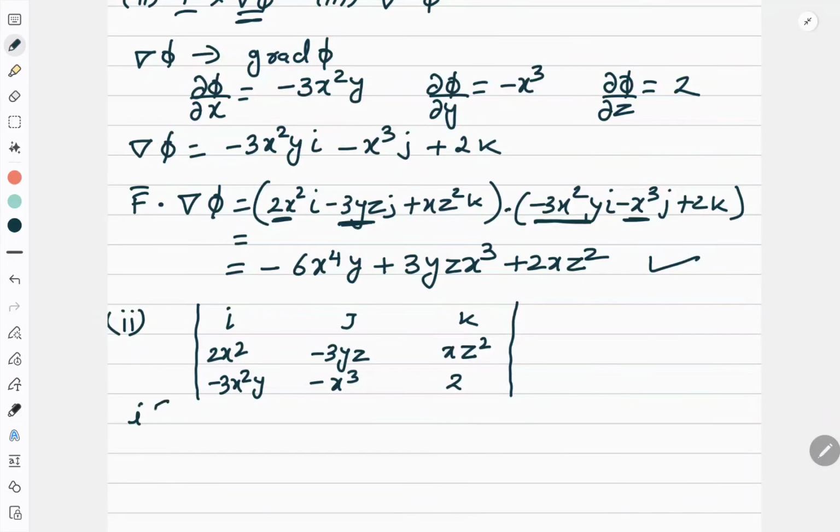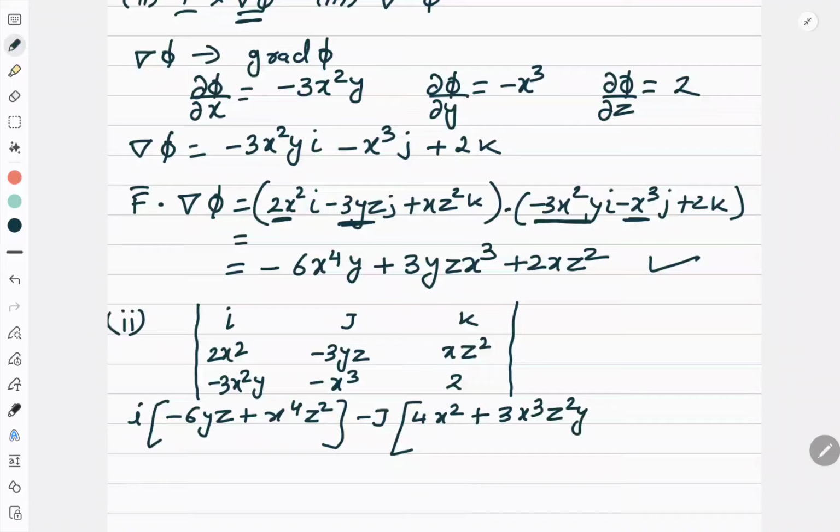So i (minus 6yz minus x to the power 4 z square) minus j (4x square minus ... plus 3x cube z square y) plus k (minus 2x to the power 5 minus 9x square y square z). So this is my second answer.